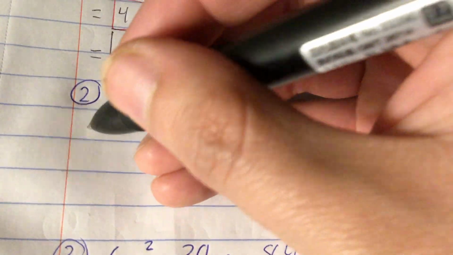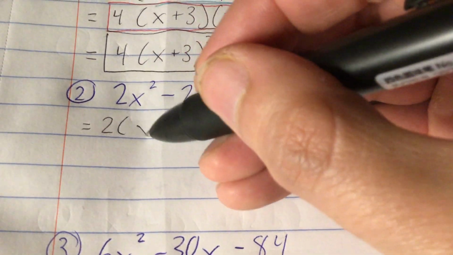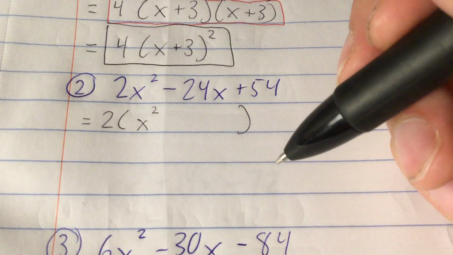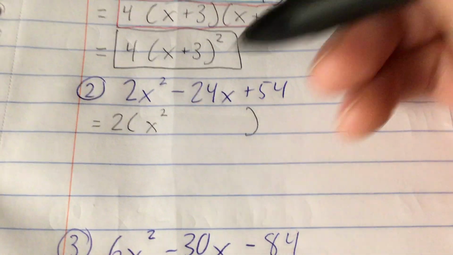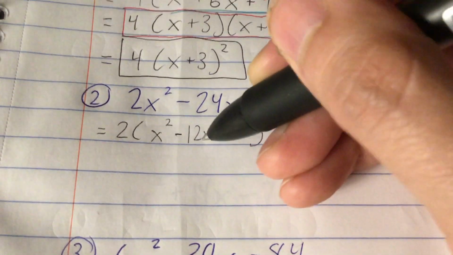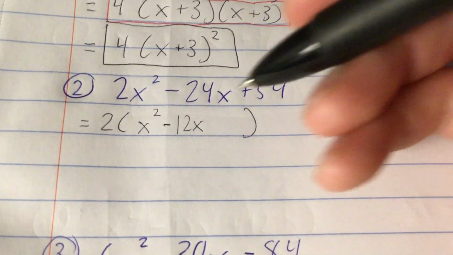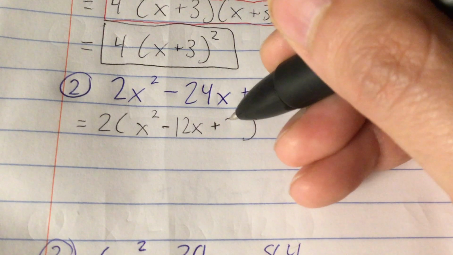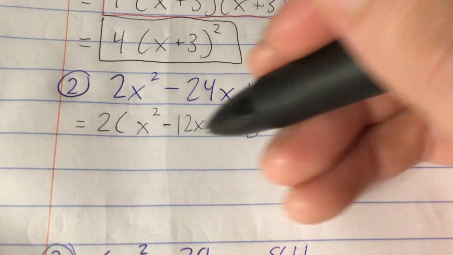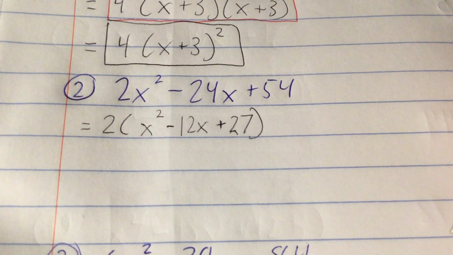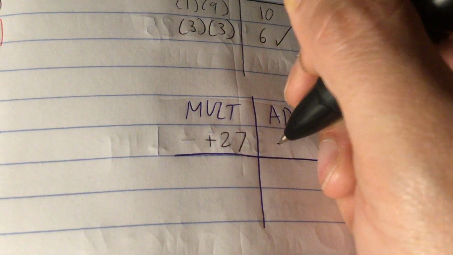Let's try dividing all three of these by 2. So if I factor out the 2, 2 times x squared is 2x squared. 2 times what is negative 24x? Negative 12x. 2 times what is positive 54? 2 goes into 54, 27 times. So now, I want to factor this part now. The x squared minus 12x plus 27. Two numbers that multiply to positive 27 and add to negative 12.